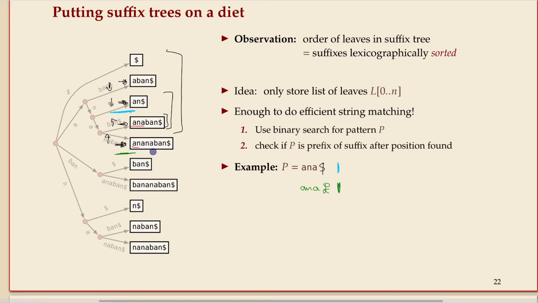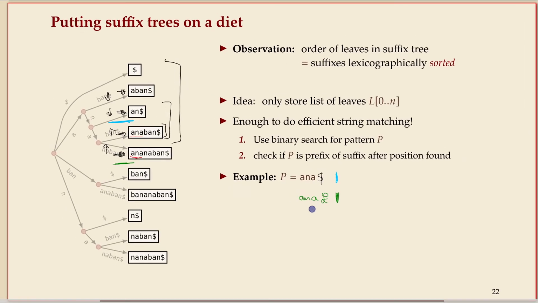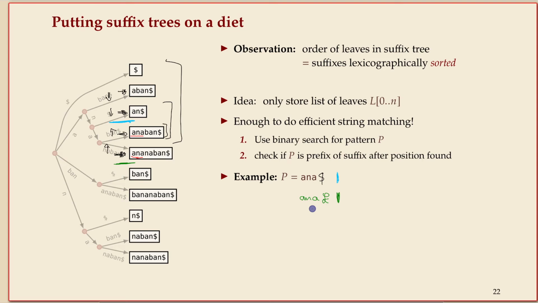Anna, Anna. So we found all the occurrences of Anna, and it is even slightly more convenient. We found a compact representation of all those matches, because we found a beginning and an end index in the suffix array where all those occurrences start. So it's even slightly more convenient than in a suffix tree.